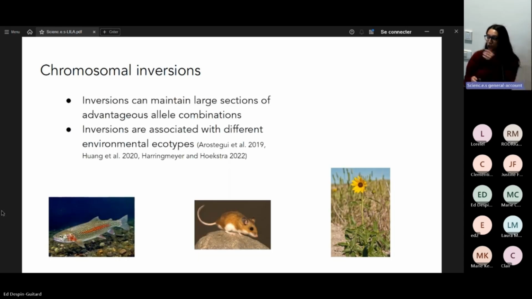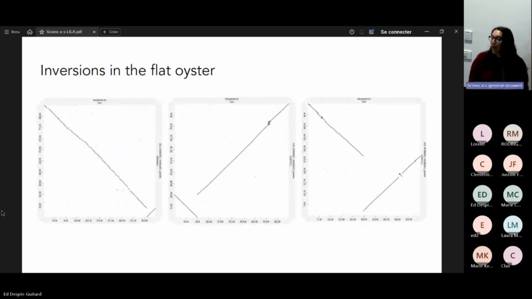Chromosomal inversions are really interesting because they can maintain this large section of advantageous allele combinations. For that reason, they've been associated with different environmental ecotypes, such as in freshwater rainbow trout, forest and prairie deer mice, and sand dune sunflowers. And in the flat oyster, we see that we have these three chromosomal inversions popping out.